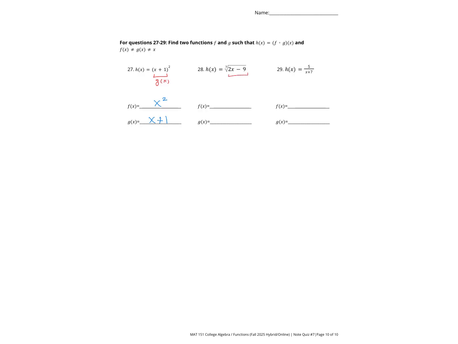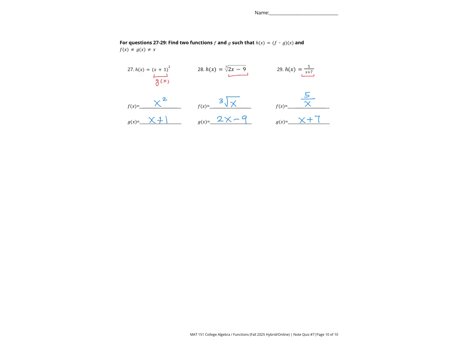Now let's take a look at the next one. Similar idea. The inside is the g of x, so that is 2x minus 9. And it looks like somebody stuck a 2x minus 9 into a cube root function. So f of x is the outside, the cube root function. And then finally, for the last one, it looks like somebody stuck an x plus 7 in a denominator. So that x plus 7 could be our g of x. And our function then would be 5 divided by x. And again, if you stuck an x plus 7 in place of the x, you would get the answer that we started off with.